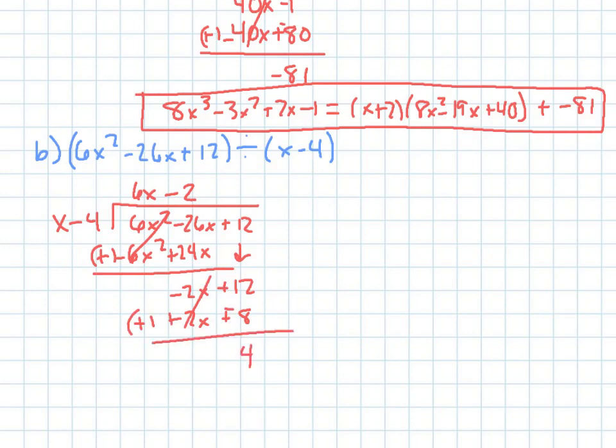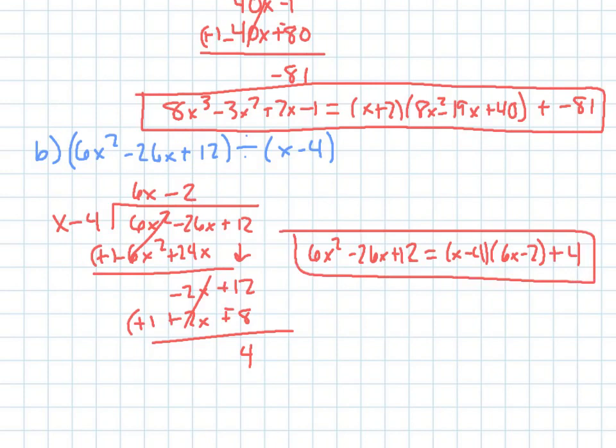So then here my answer would be 6x squared minus 26x plus 12 equals x minus 4 times 6x minus 2, plus 4. Now sometimes you may get a binomial as a remainder. Just know that it doesn't matter.